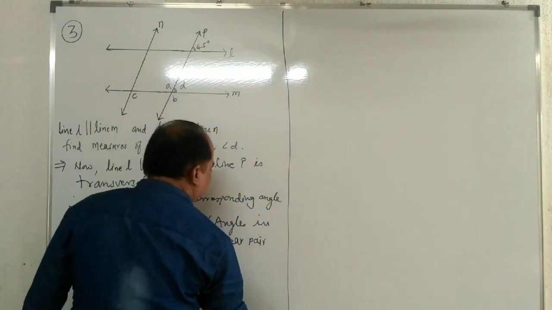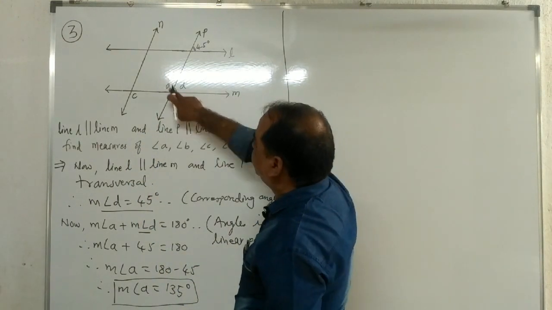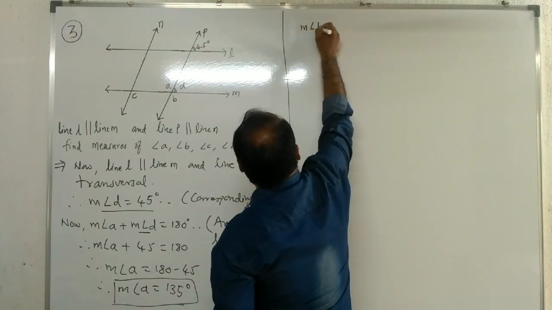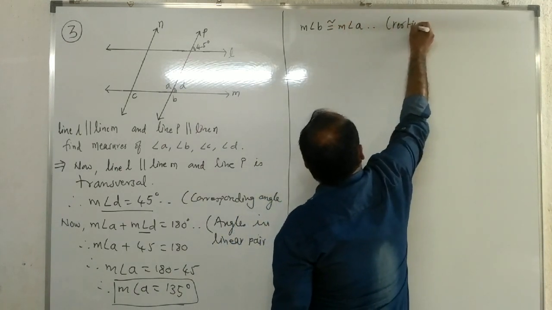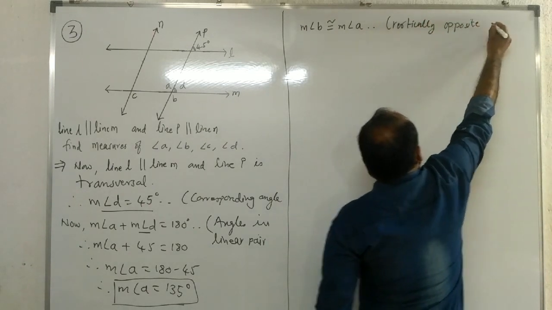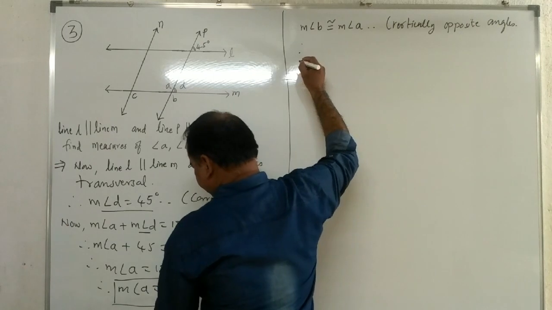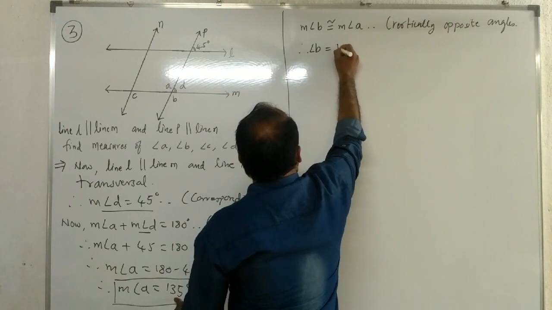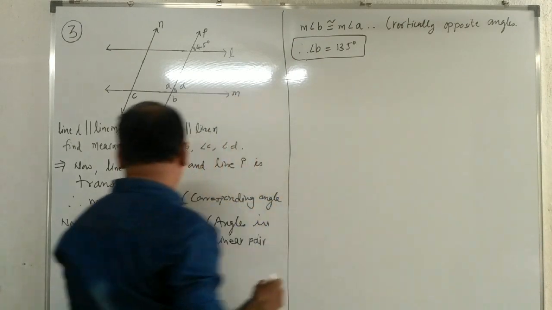Now, measure of angle A is congruent to measure of angle B. These two are vertically opposite angles, and vertically opposite angles are congruent. Since measure of angle A is equal to 135, measure of angle B is equal to 135 degrees. Angle B is also 135 degrees.